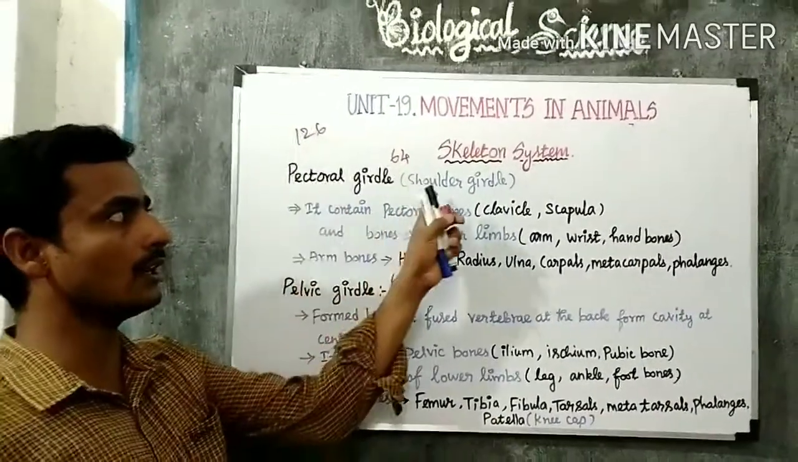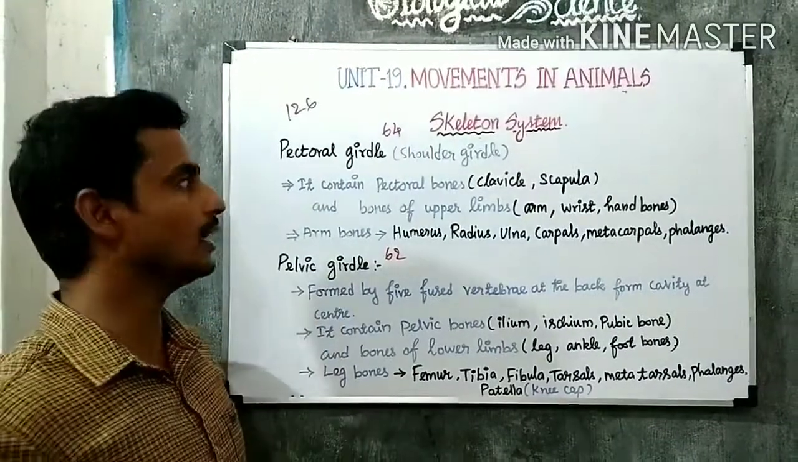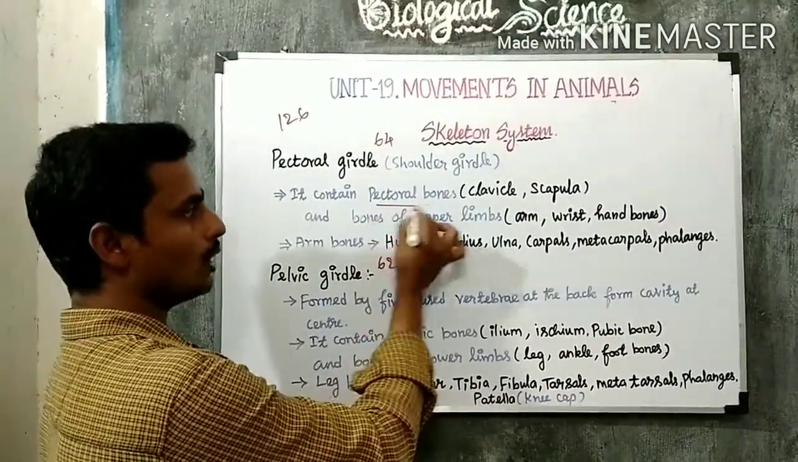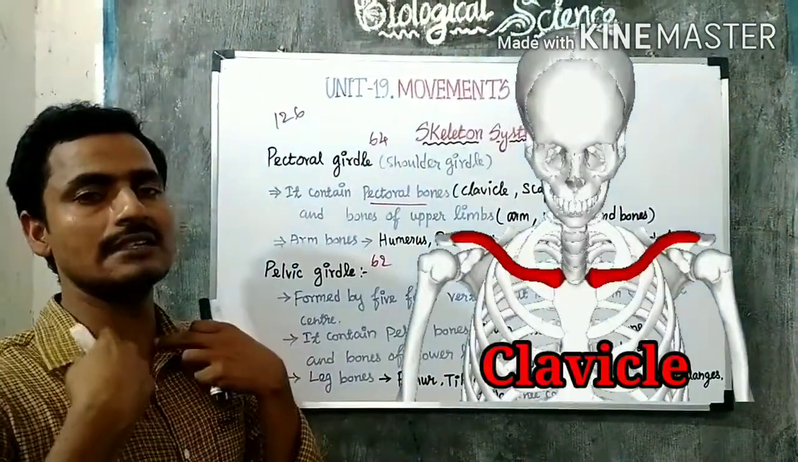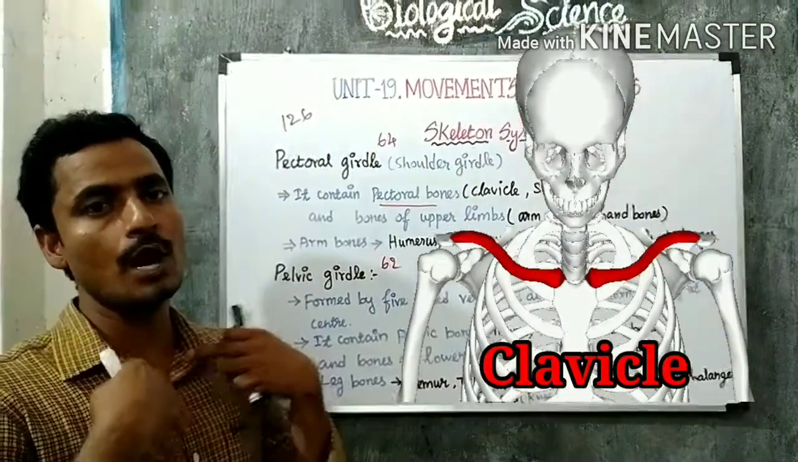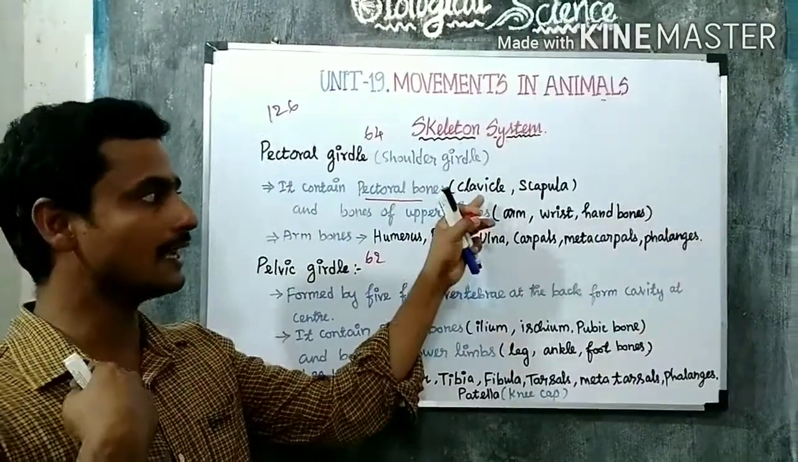The pectoral girdle is also called the shoulder girdle. This pectoral girdle is made up of pectoral bones such as the clavicle and scapula. Clavicle is nothing but the collarbone. We have a pair of collarbones, and they are called clavicle.